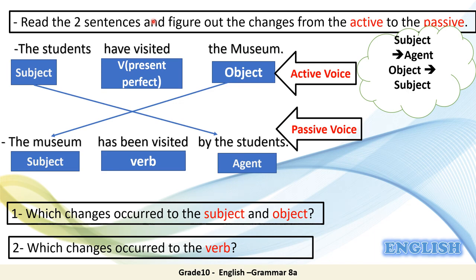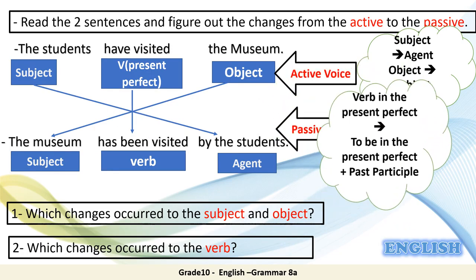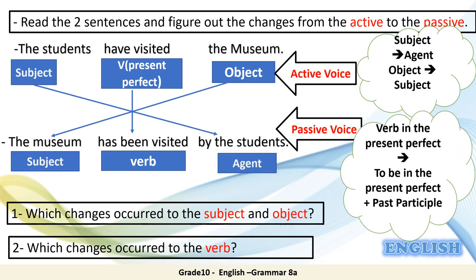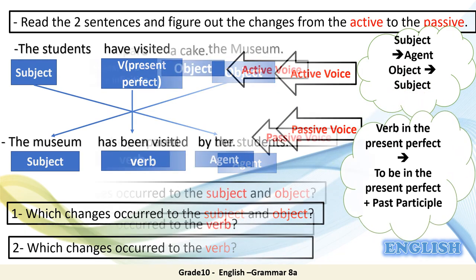Back to our verb. Here the verb is in the present perfect. So what do you notice here in the passive? To be is also in the present perfect. And what follows this verb to be? Excellent, it's the past participle of the verb in the active sentence.